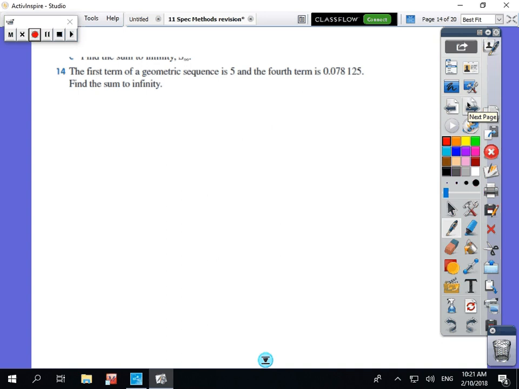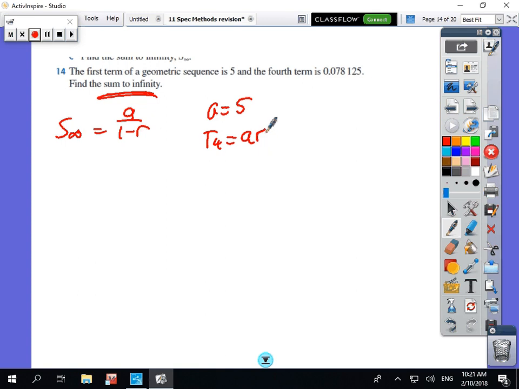Okay, first time we've got this sum to infinity. So just remember that S infinity equals A over 1 minus R. Okay, so have a go. So we know that A is 5. We know that T4, which is AR cubed, equals 0.078125. So there must be a reason why it's that silly decimal. So 5R cubed equals 0.078125. So R cubed, just do that number divided by 5.